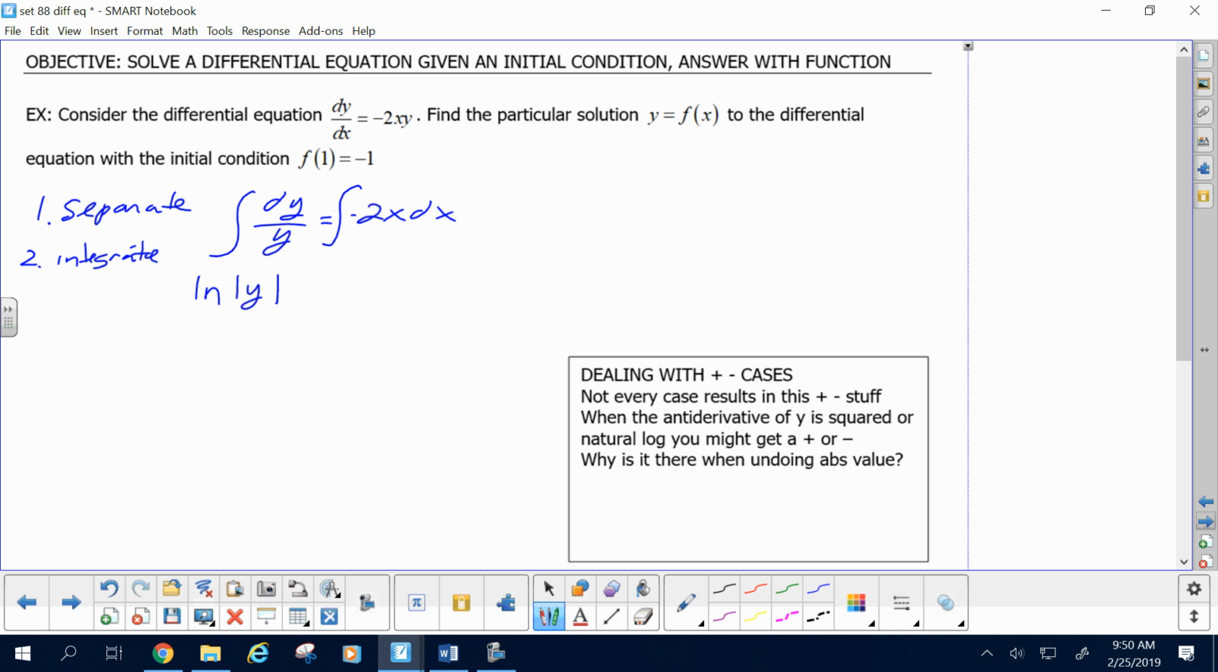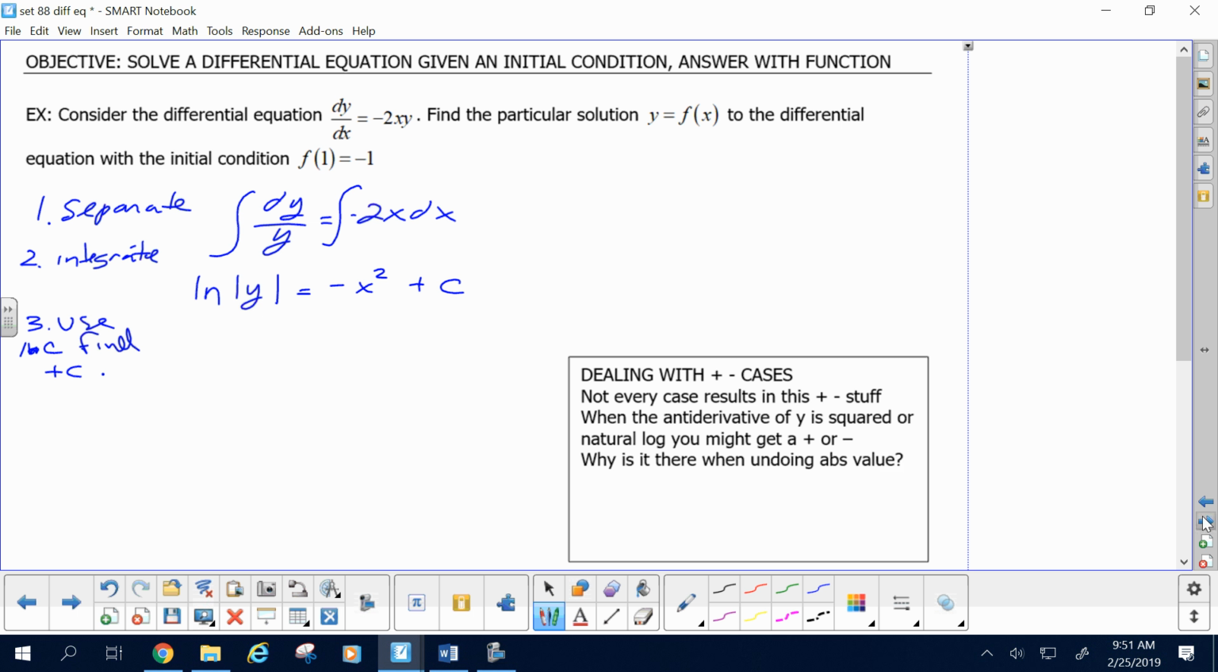Okay? And then on the right-hand side, x squared. What about the negative? Negative x squared, and then plus a c. Again, you don't have to have a plus c on both sides. It's just on the x side that you typically put. All right, cool. Now, it's best to use the initial condition. Use the initial condition to find the plus c.